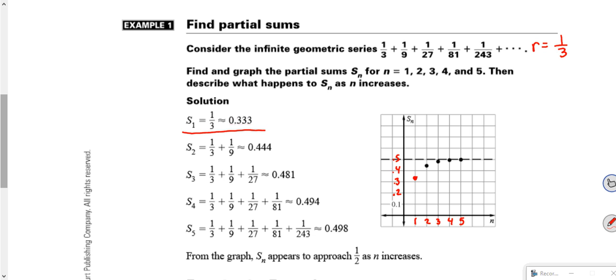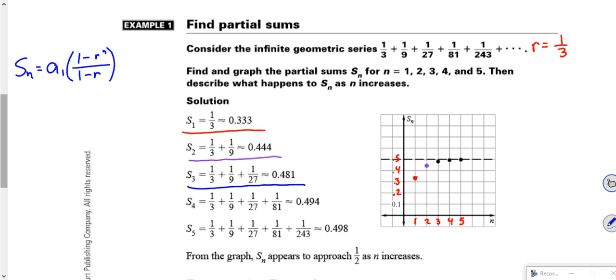If we add the first 2 terms, that's 1/3 plus 1/9, we get 0.444, not quite halfway between 0.4 and 0.5. If we add the first three terms, we get 0.481. Now, you could also use your partial sum formula. If you remember your partial sum formula, actually, let me write this over there, because for some of the more complicated ones, this is how I did it.